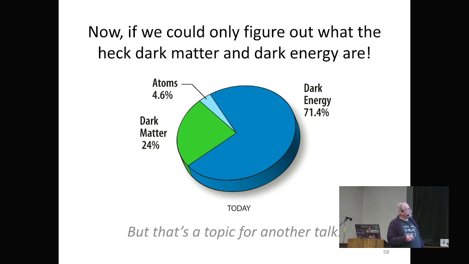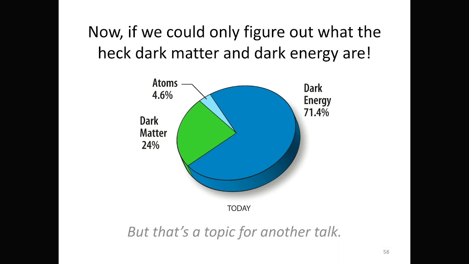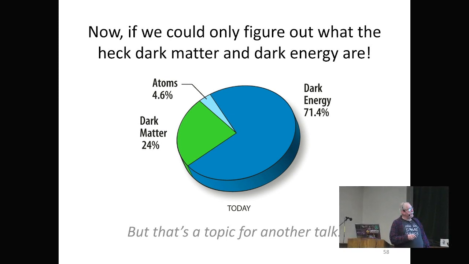So atoms, 4.6%, dark matter, 24%. And the reason this pie is skewed is because to calculate the amount of energy that it takes to make the entire universe expand faster is an enormous amount of energy. That's why it looks like the bulk of the energy in the universe is in the dark energy. Because if there really is a force of nature that is able to push the universe apart, it's a strong one.